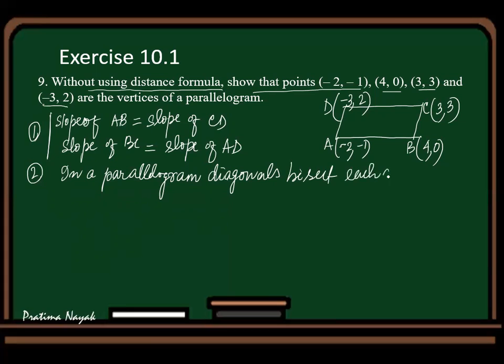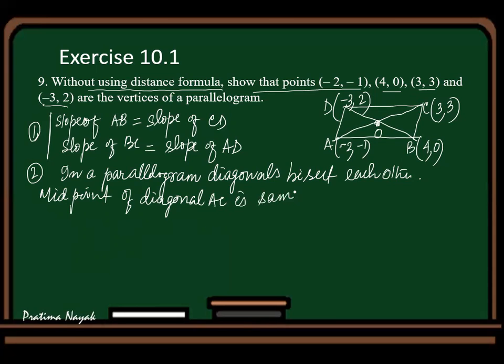It means the midpoint of AC coincides with the midpoint of BD, or they are the same. Midpoint of diagonal AC is same as midpoint of diagonal BD. So let us find the midpoint.